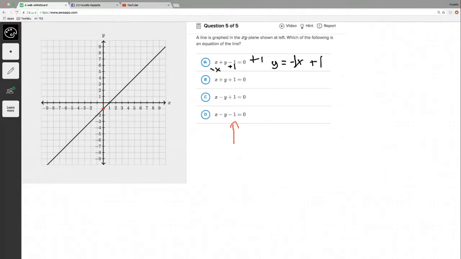A is just way off, right? We can cross that off. What about this guy? Let's do it step by step.